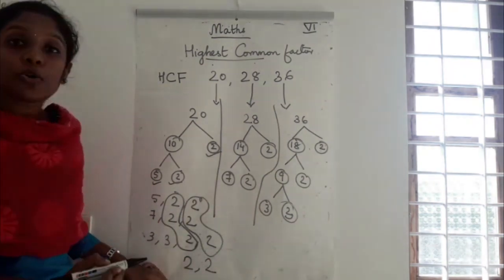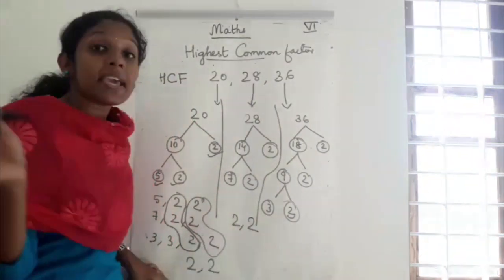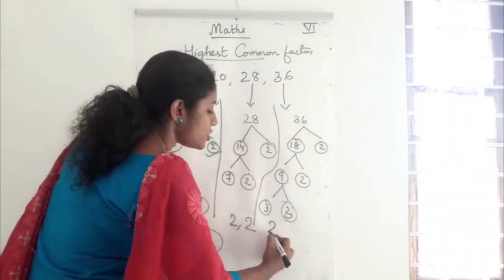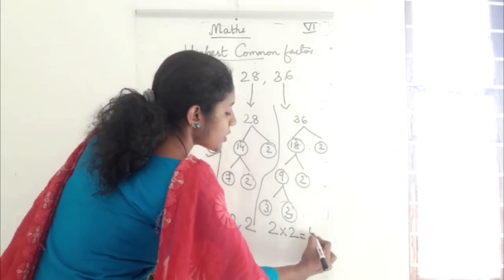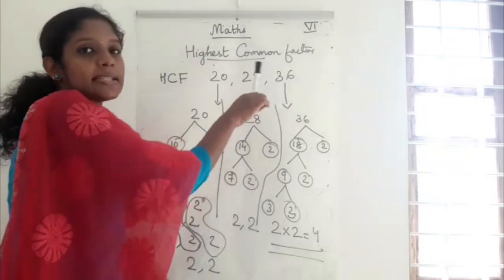Then what you have to do is multiply. We got two common factors, 2 and 2. To find the highest common factor, you have to multiply. 2 into 2 is 4. So 4 is the highest common factor of 20, 28 and 36.